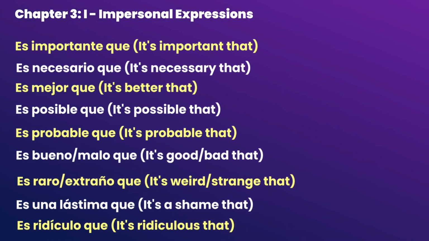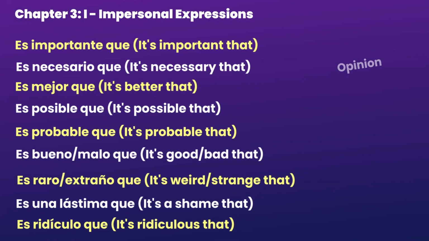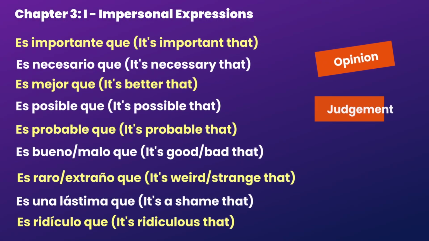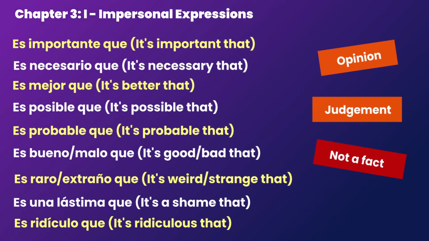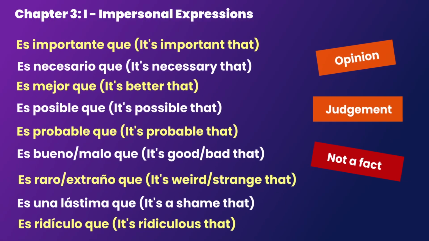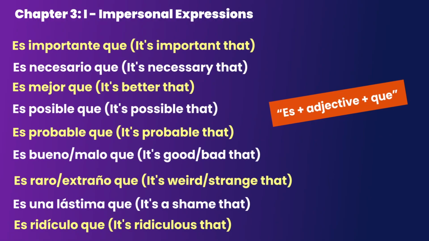Let's stop for a second and think about why they trigger subjunctive. Each one of these phrases expresses either an opinion or some sort of judgment. What's important for us is that neither of those things are facts. If it's not a fact, then it has to be subjunctive. As you can see, all these expressions follow the rule es plus adjective plus que. Should be easy to remember, right?